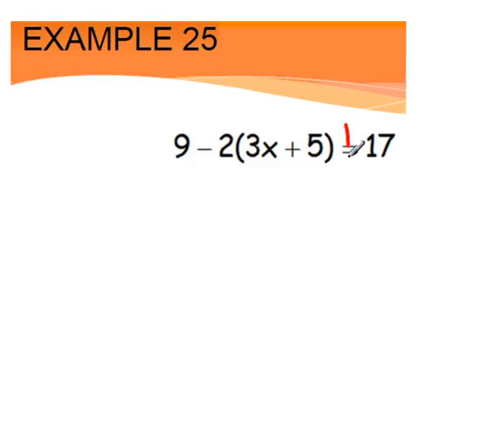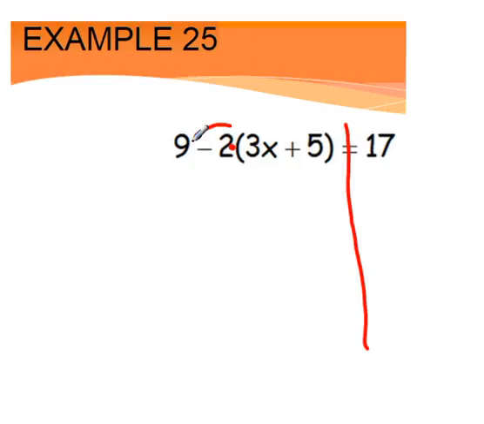In this example, we are asked to solve for the variable. So we want to start by looking at this left side of the equation. And I can see how it would be very tempting to do the subtraction of 9 minus 2 right away. However, please notice that the negative 2 is right up against these parentheses, which is showing multiplication. And if you think about your order of operations, multiplication must come before addition or subtraction.